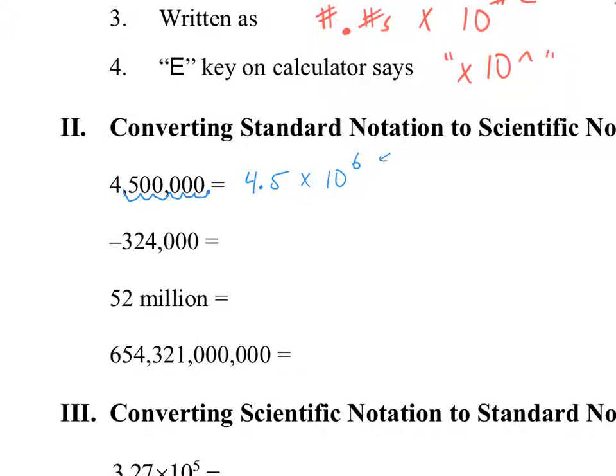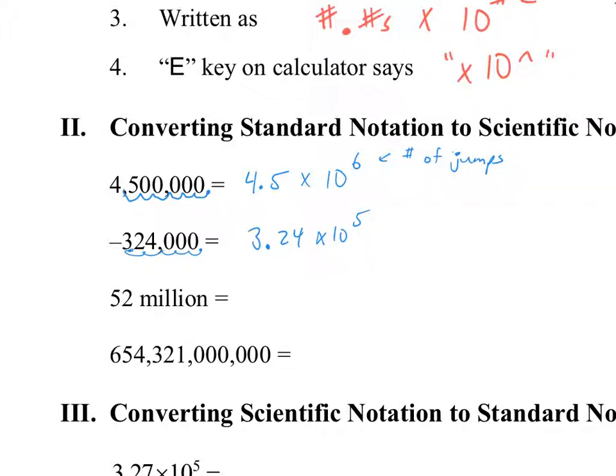So this is the number of jumps. Okay? So this next one, you could write 3.24. I only have a single digit to the left of the decimal point. The other digits are to the right. And how many jumps do we have to take to get 3.24? Times 10 to the 5th.